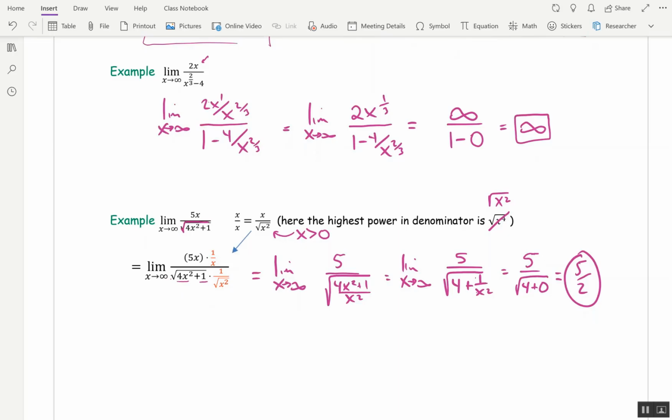But if you were asked to find the horizontal asymptote of this function, f of x equals 5x over the square root of 4x squared plus 1, the answer would be y equals 5 halves. You can't just say 5 halves. 5 halves is a number. An asymptote is a line, so it needs a y equals.